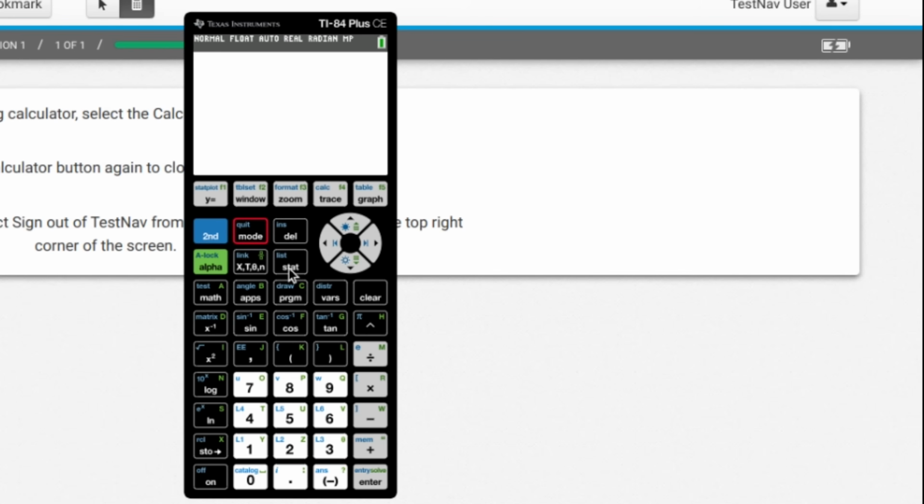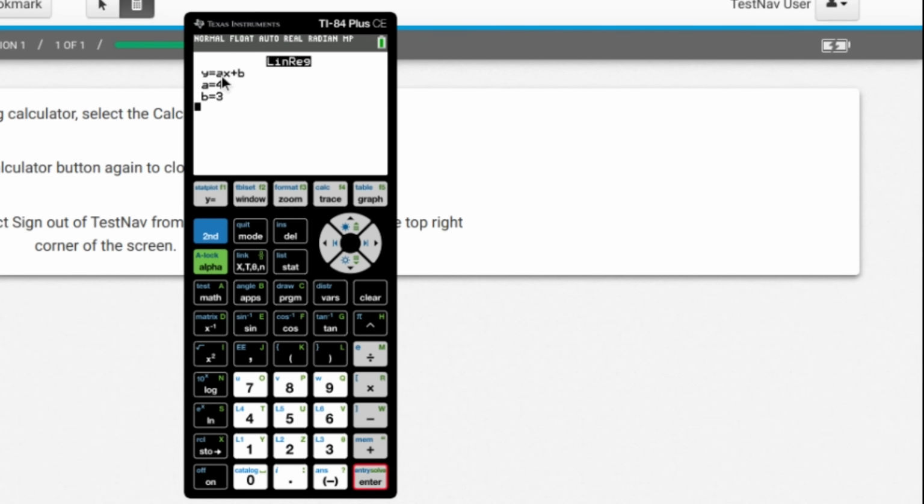To do linear regression, hit stat, go over to calc, and find LinReg. Now, if you see the other LinReg, that is more for statistics. This is more for algebra and calculus stuff. So we're going to go with 4. You can either hit 4 or go down to 4 and hit enter. We need to calculate, so you can just hit enter a bunch of times and calculate.